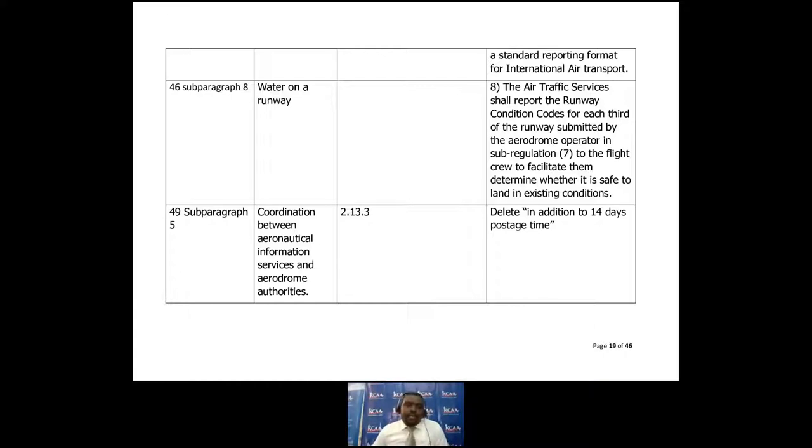And then regulation 49, subparagraph 5, coordination between aeronautical information services and the aerodrome authorities. From the provision of Annex 14, Volume 1, Section 2.13.3, we deleted in addition to 14 days postage time.